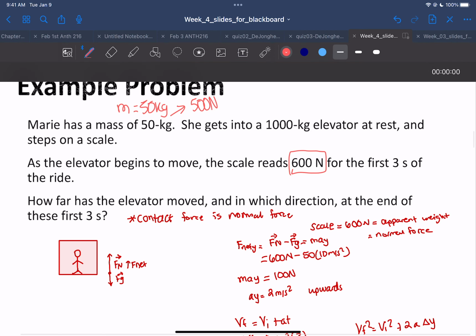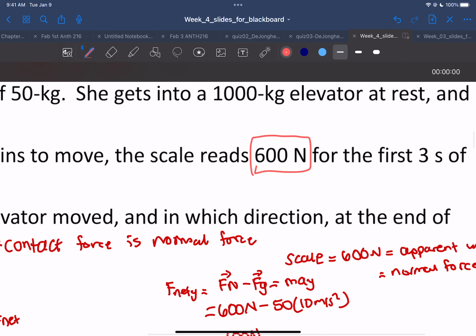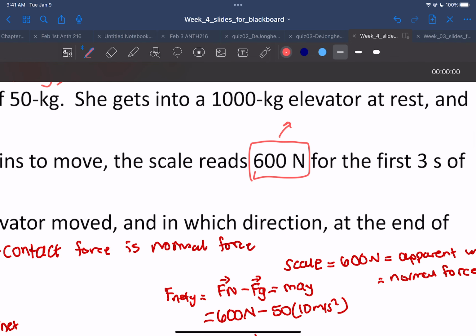Now, with that being the weight for Marie, if she steps on the scale and this is what it reads, remember what I said about the scale and what it projects. What is the 600 newtons? What do we refer to that as? What force is that? Exactly, should be our normal force.